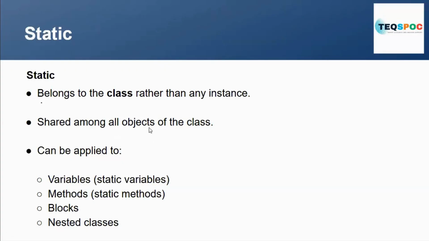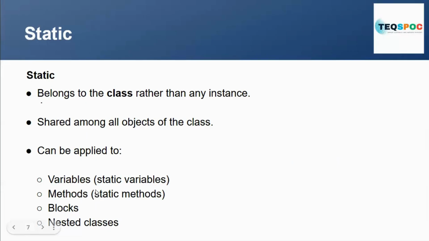A variable can be static, a method can be static. If you make a method static, then there is no need of creating an object to access those methods. Similarly for variables. There is no need of creating an object for accessing a static variable, static method, or a static block.